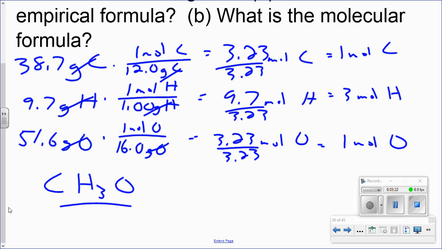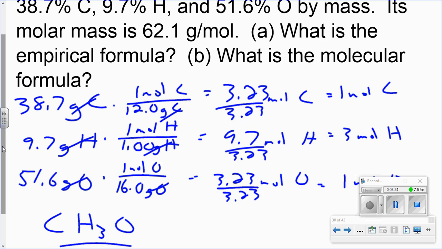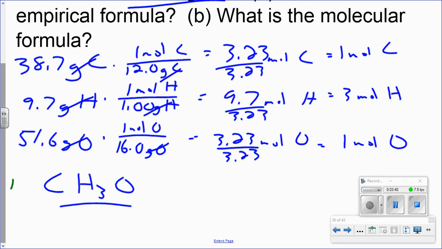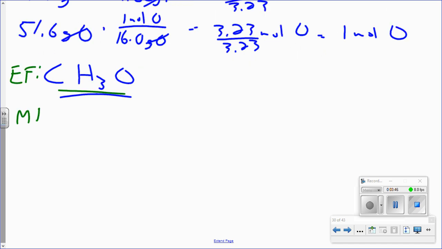Well, it says that this stuff has a real molecular formula. The real molecular formula could be the empirical formula, but in this case, I don't think it is. So let's see if it's different. It says it's 62.1 grams per mole, which is the mass of the real substance. Well, this is my empirical formula. The molecular formula, again, is what I'm trying to solve for. That's 62.1 grams per mole.